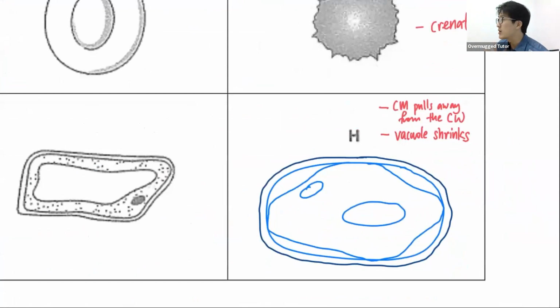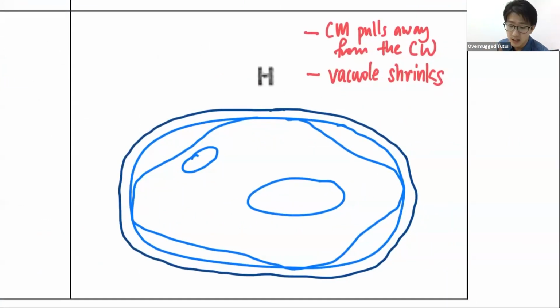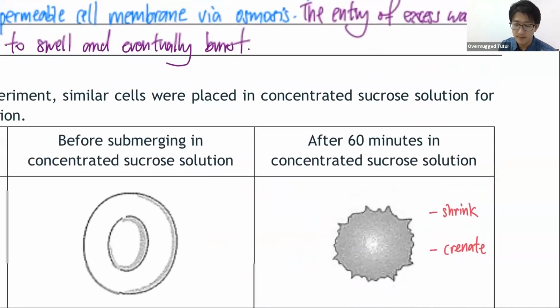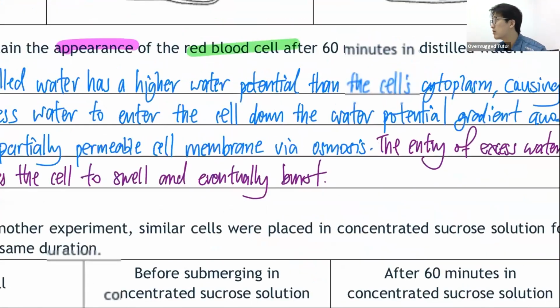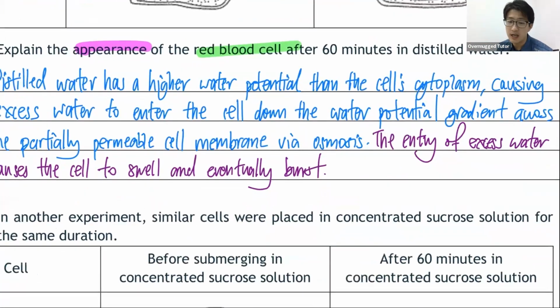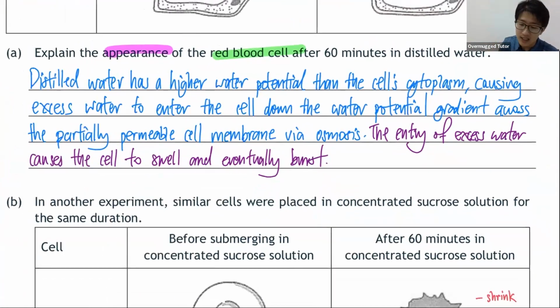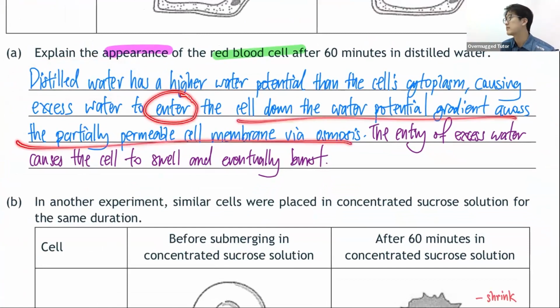Like I said, 80-20: 80% from osmosis, 20% from answering the question. The question is asking you about appearance. So in a similar fashion, we're not going to spend time doing it here. Eyes on screen, lend me your ears. The answer will be: concentrated sucrose solution has a lower water potential than the cell's cytoplasm, causing excess water to exit the cell.